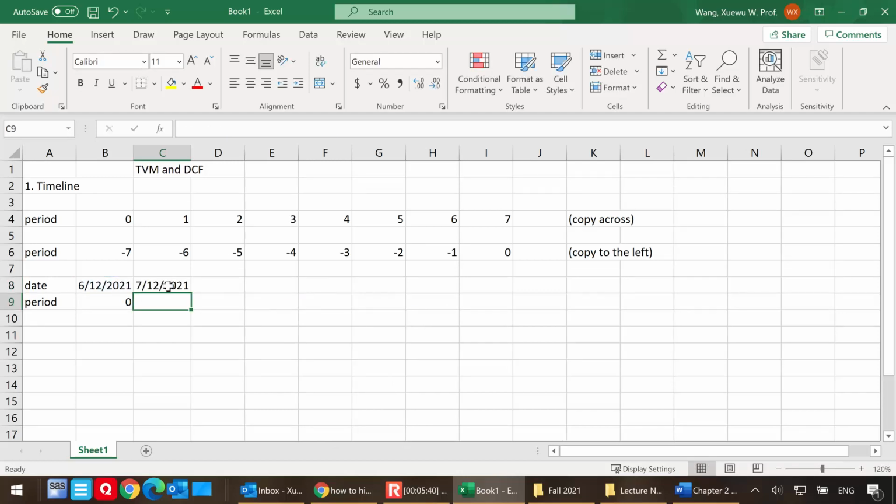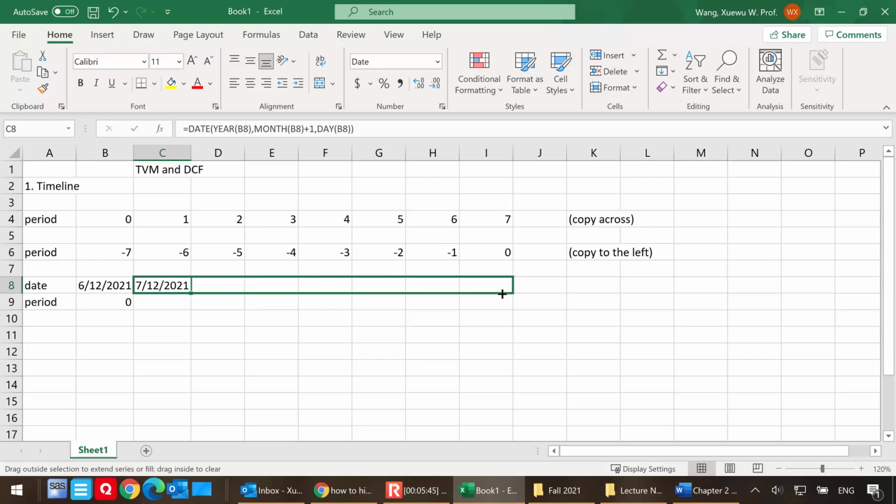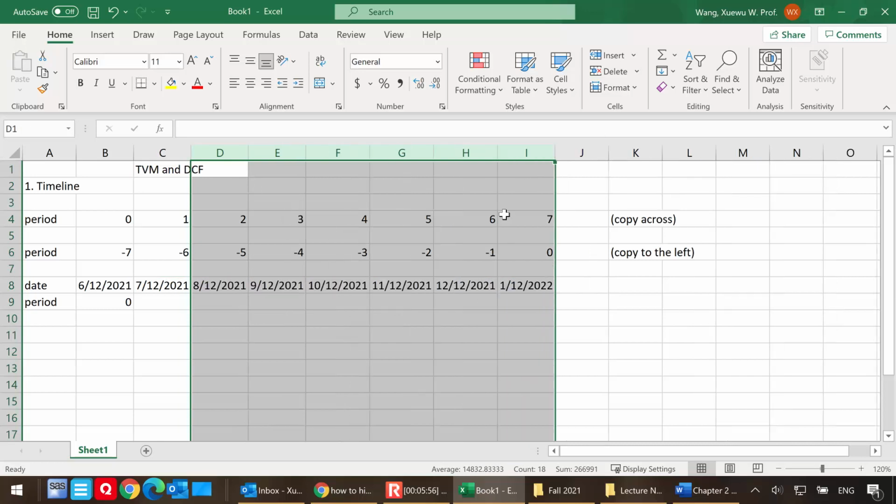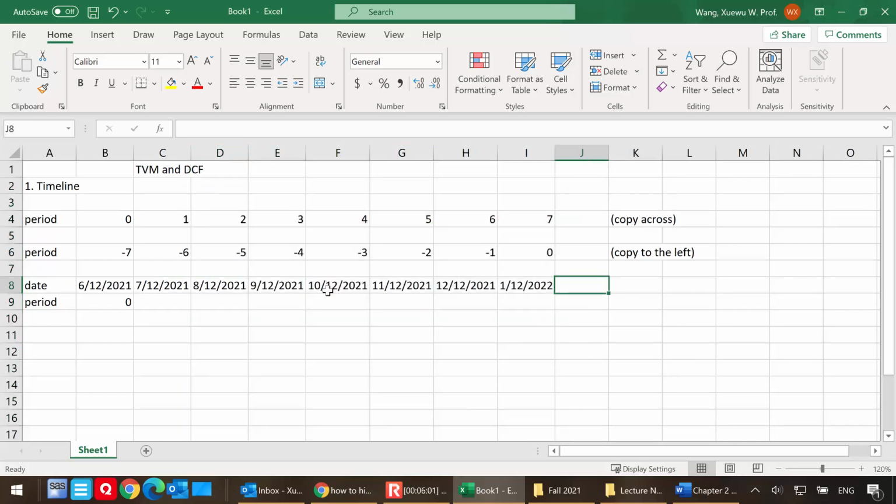So if I press enter, I get July the 12th of 2021. And now what happens if I copy across? Okay, so these numbers are actually hidden because they do not have enough space to display. So I can just highlight all the columns where the numbers are hiding, and double click, and you see that now I'm fast forwarding by 1 month every time. All right, so this is July, this is August, September, October, November, December, and now this is actually January of next year. So this is monthly frequency.